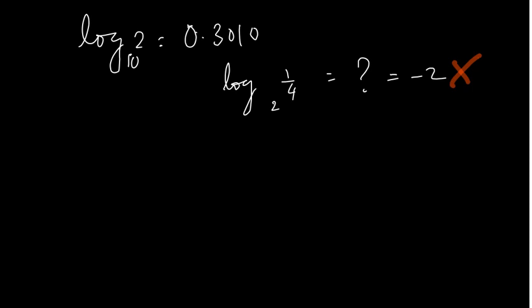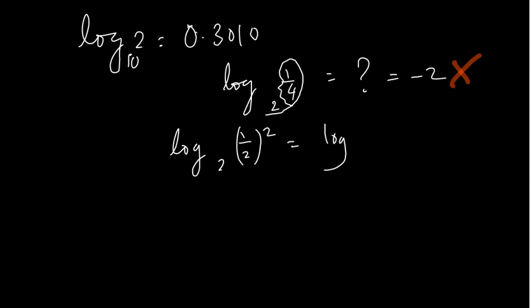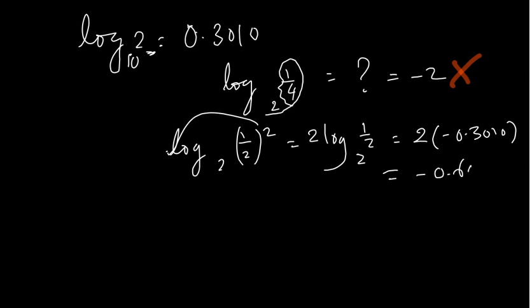So it involves a couple of steps. You try to write this 1 by 4 in terms of 2. That means we write this as log of 1 by 2 whole squared to the base 2. Then the 2 will come into the front and you will have log half to the base 2. Then you apply this rule. If it is 2 and then 1 by 2, you will get the negative of that. 2 into minus 0.3010, you should be getting minus 0.6020.